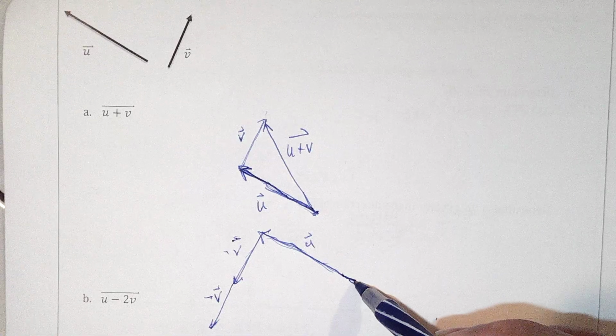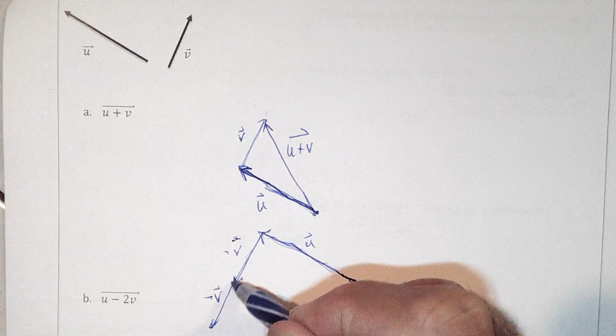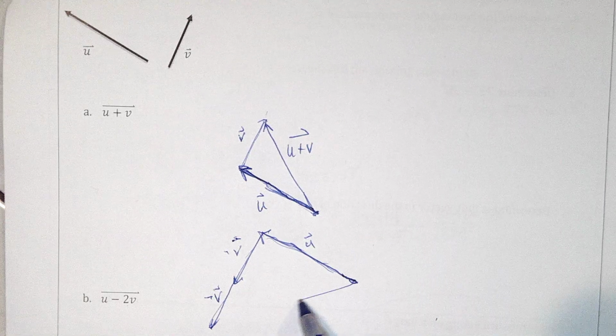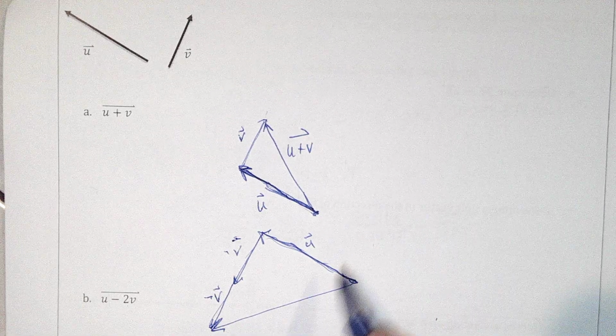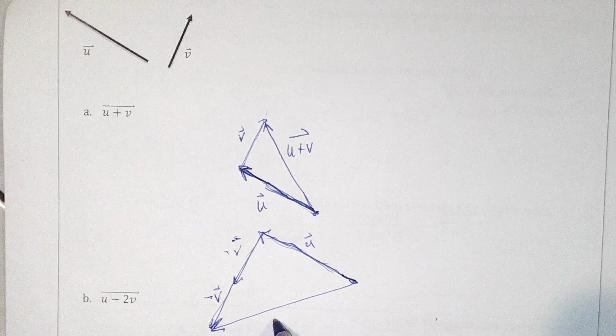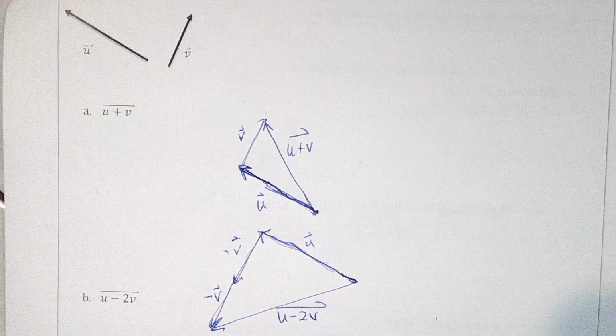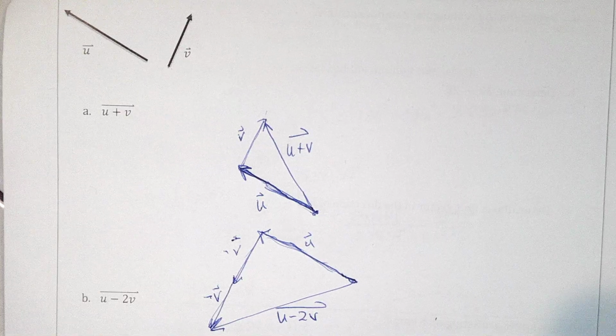So I started here, went to there, then that, and that. So ended there. So my answer is that vector. That's u minus 2v. And now the back page.